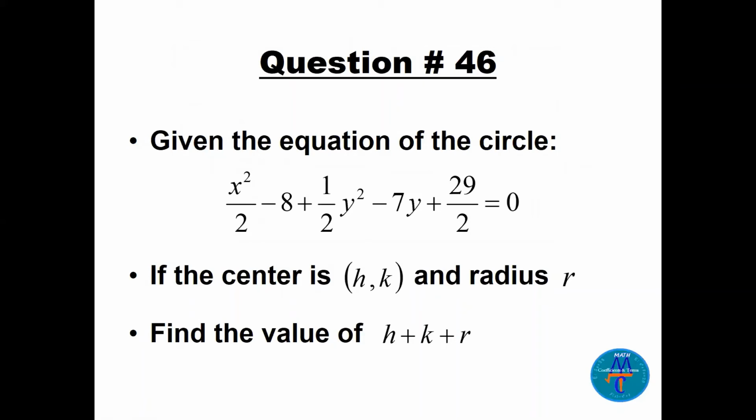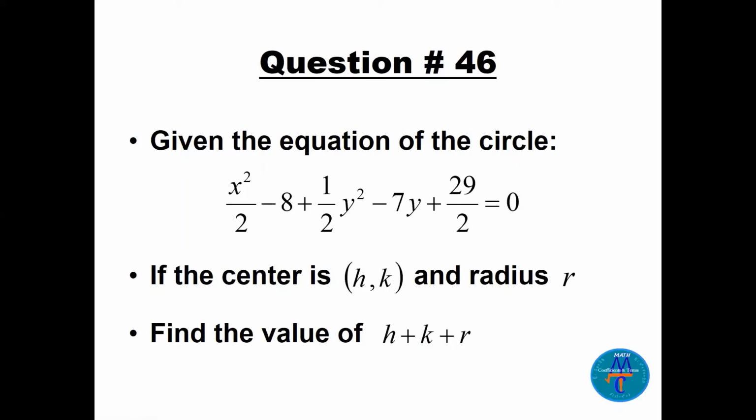Given the equation of a circle, let's call the center h, k, the radius r. I think it's so easy, this question. But we have to do two things, actually. x squared over 2 minus 8, half y squared. See, this one is the same, x squared over 2 something, or half y squared. That's the same idea, just a different way of writing.